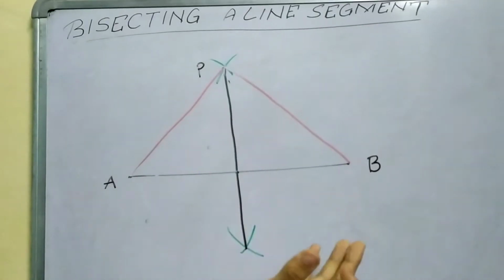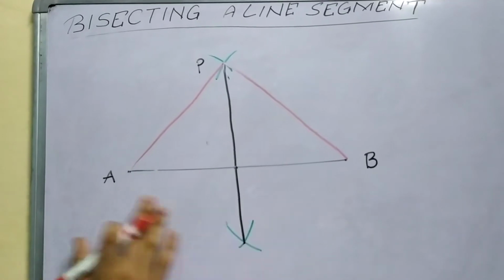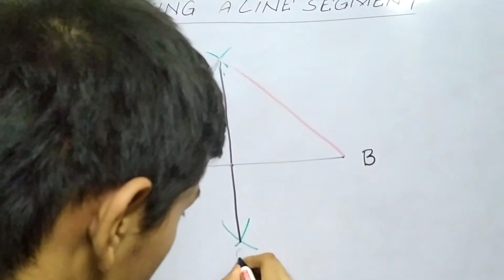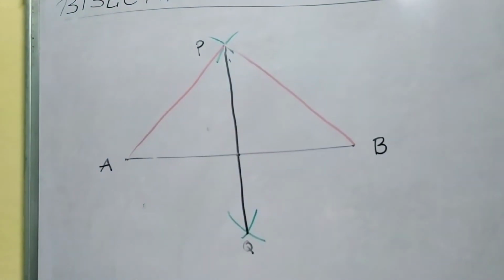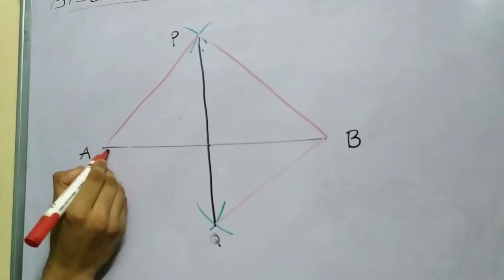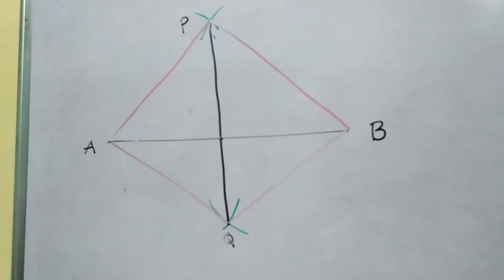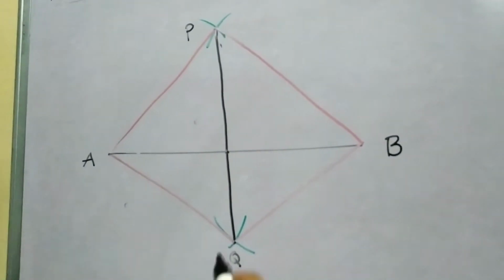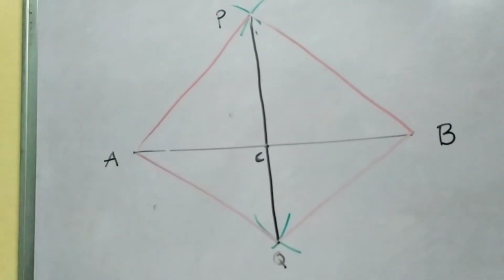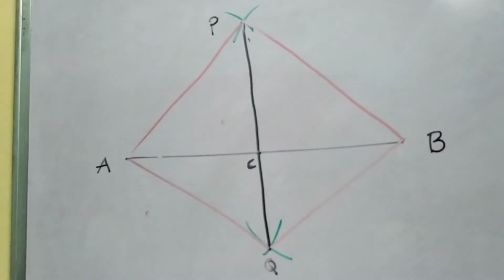and do the similar drawing below the line. Let me call this point Q and join BQ and AQ. Let me call this point C. C is the midpoint of AB. We need to show that C is the midpoint of AB.